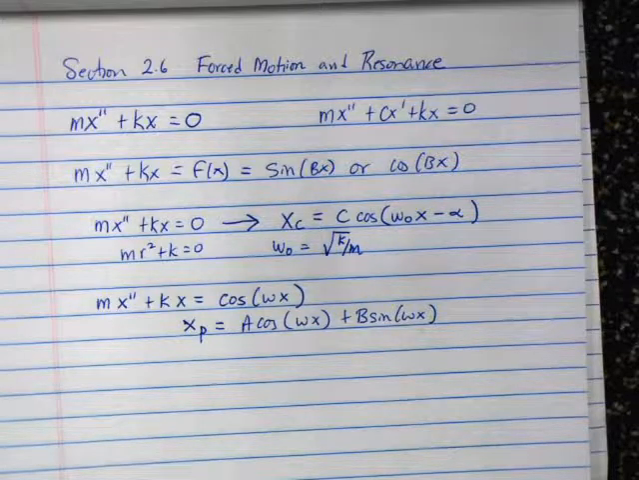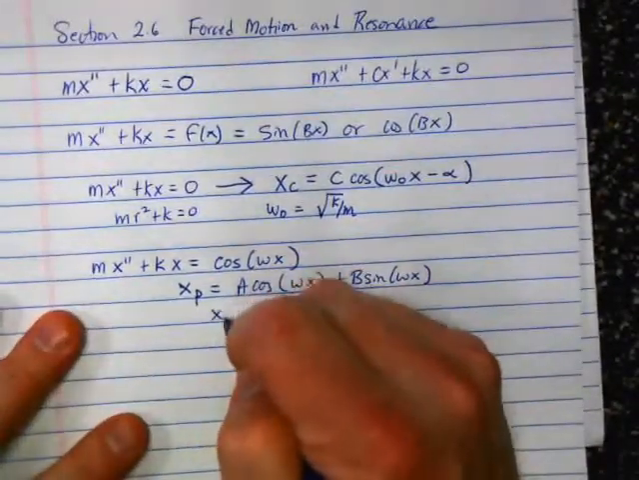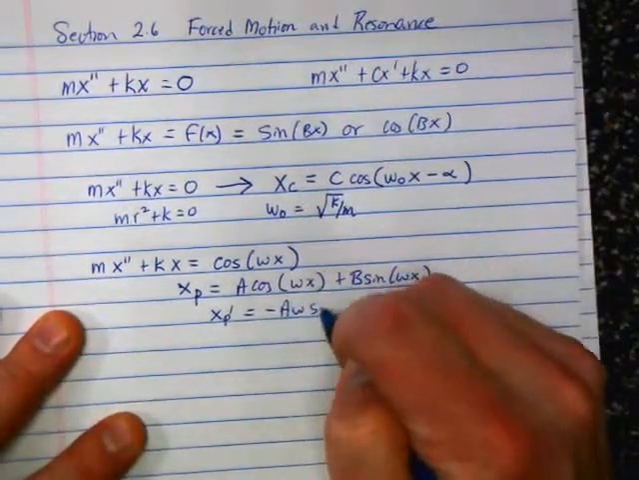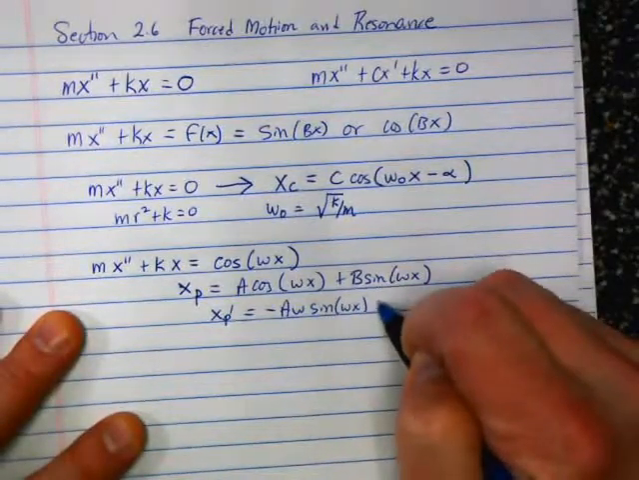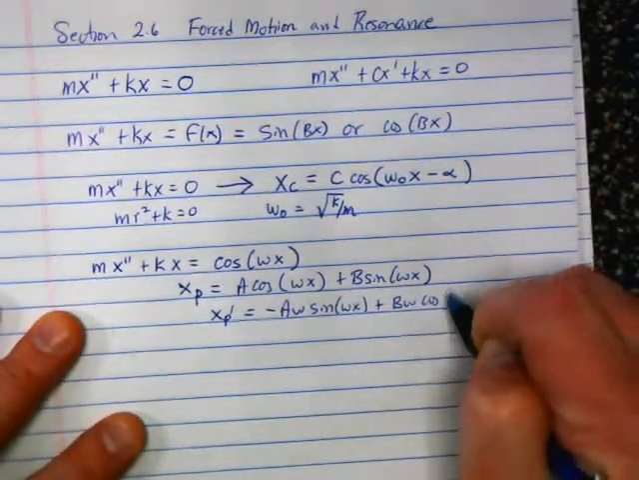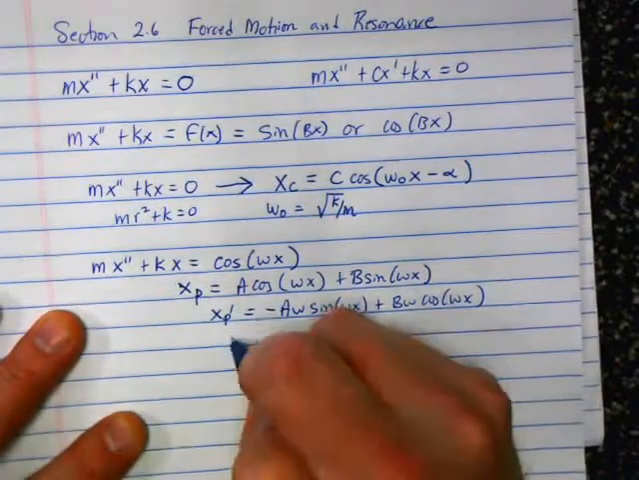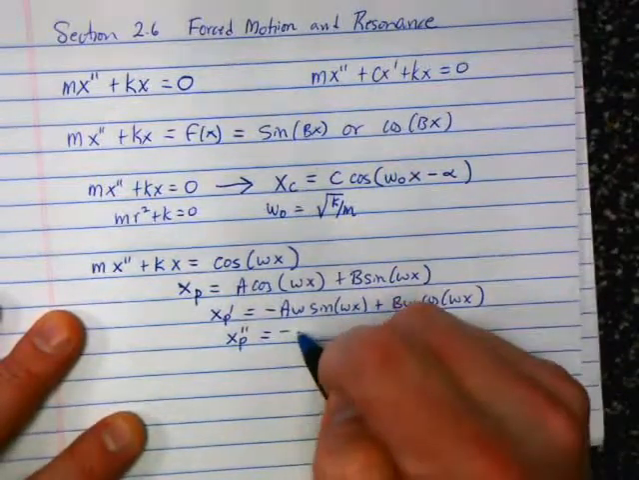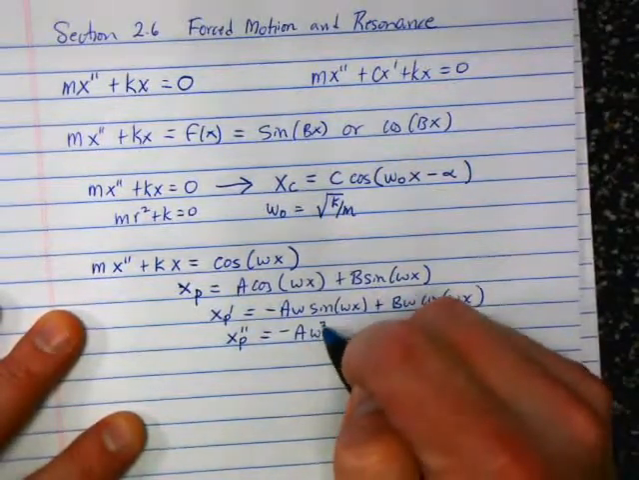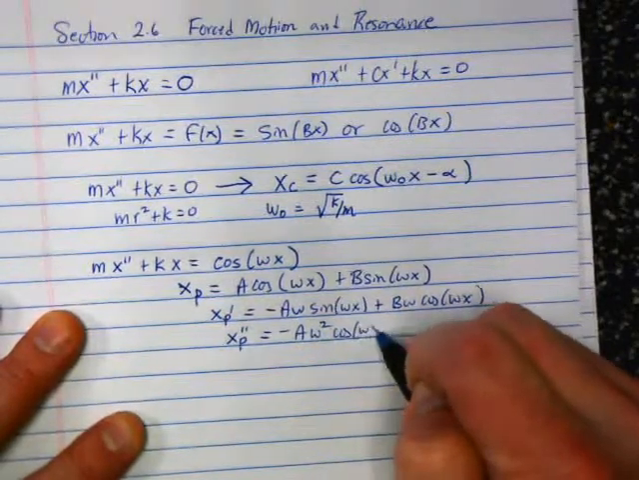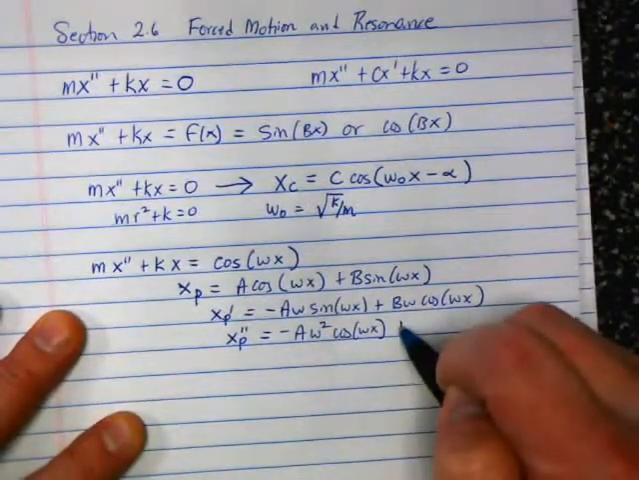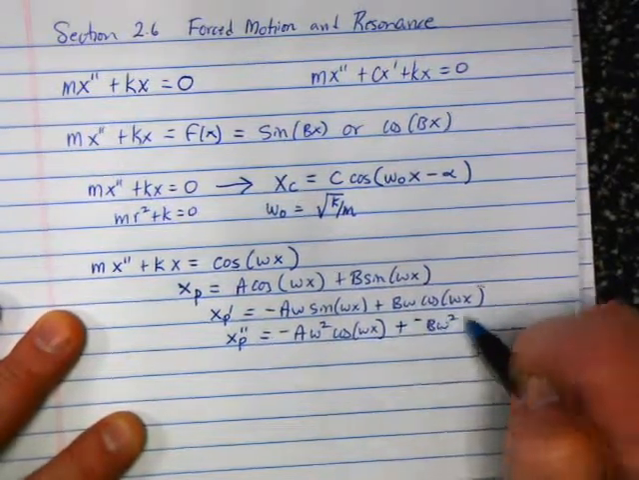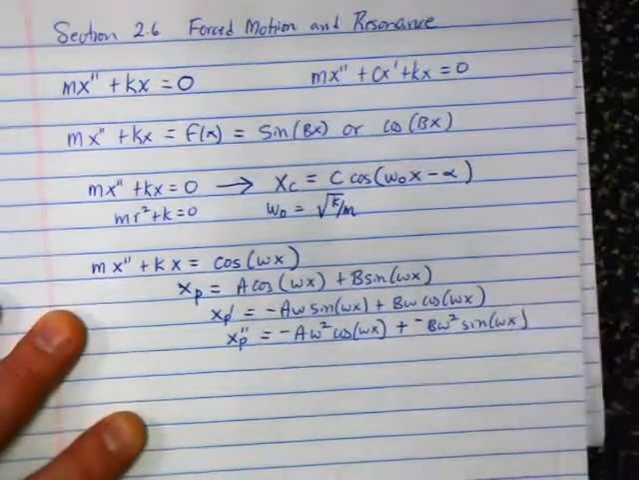All right, so x p prime is going to be negative a omega sine omega x plus b omega cosine omega x. Second derivative, xp double prime, is negative a omega squared cosine omega x plus, I should have written a minus, negative b omega squared sine omega x.